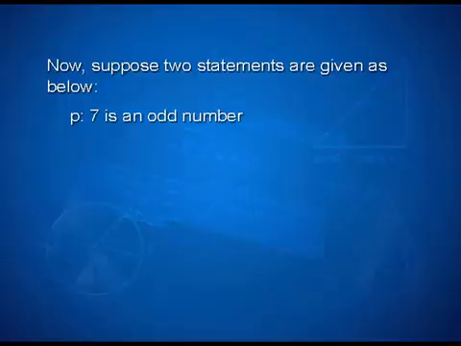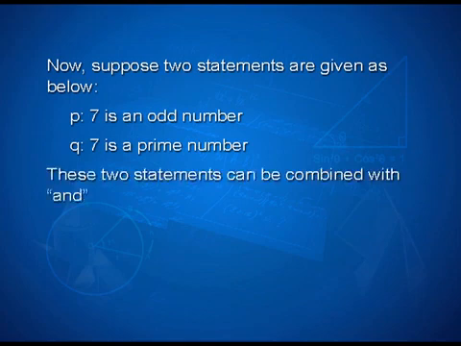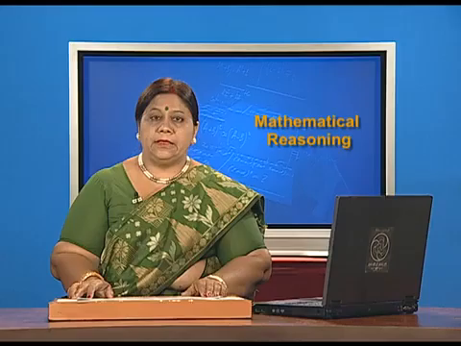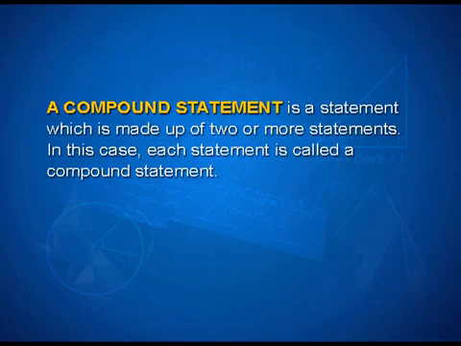Now suppose two statements are given as below. P: 7 is an odd number. Q: 7 is a prime number. These two statements can be combined with and, and written as R: 7 is both an odd and prime number. This is a compound statement. This leads us to the following definition. A compound statement is a statement which is made up of two or more statements. In this case, each statement is called a component statement.